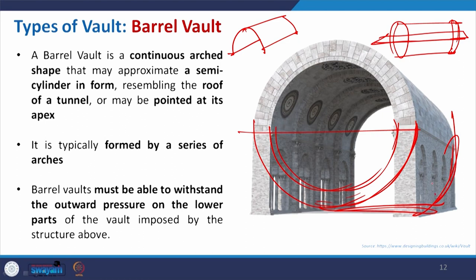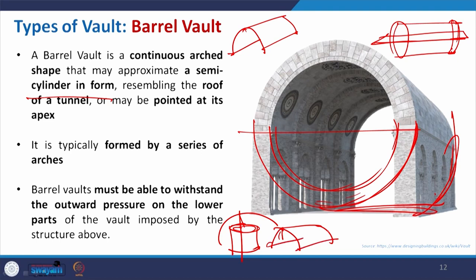Now what exactly does it say? A barrel vault is a continuous arch shape that may approximate to a semi-cylinder form. So this is very important. When we take a cylinder like this, we make a section, okay, and this is obviously a hollow cylinder, and then you just rotate it, so we will get this particular form. So this is the barrel vault.